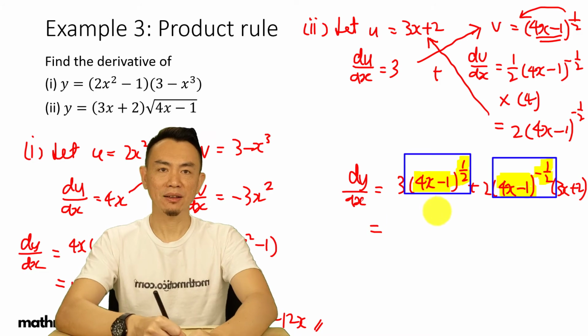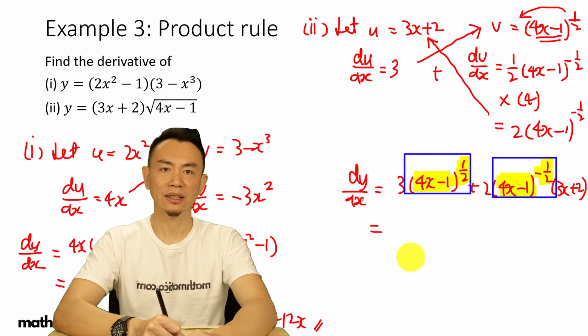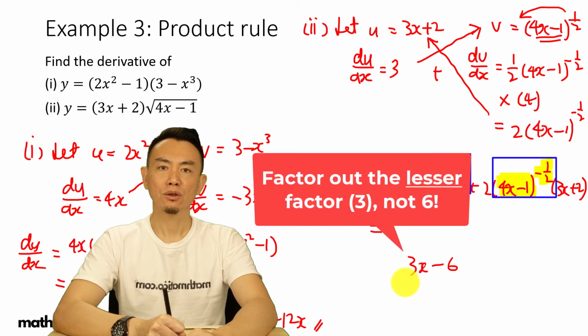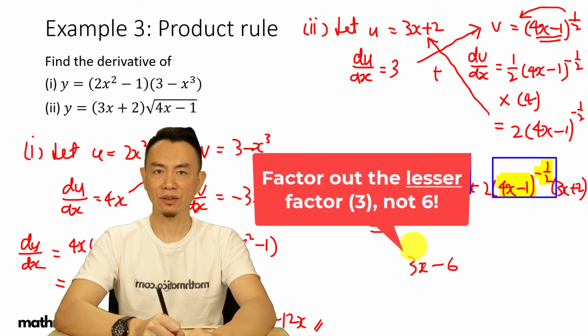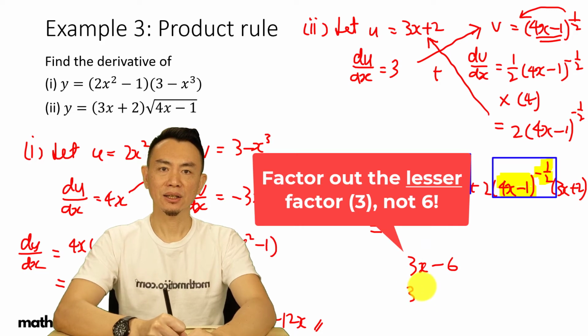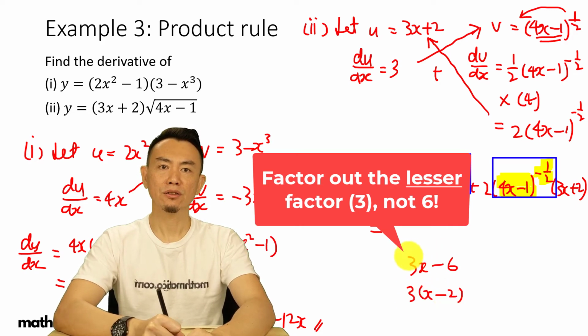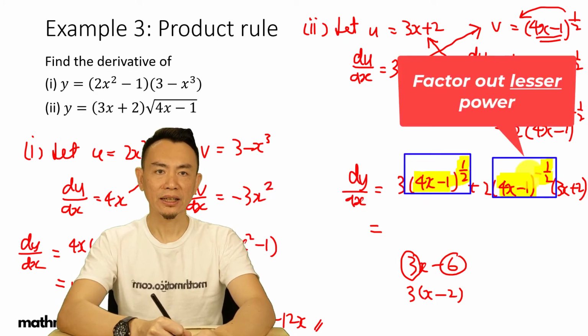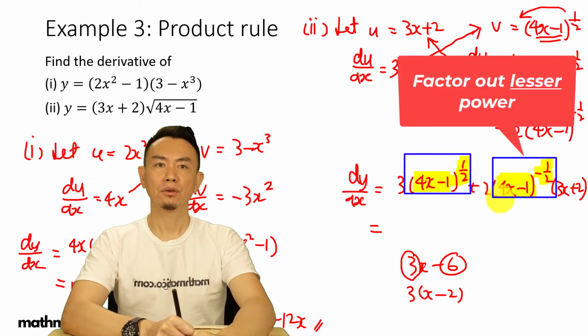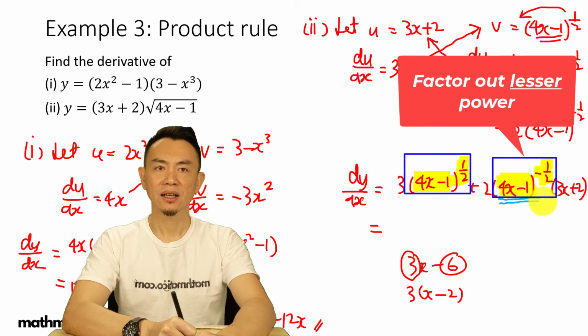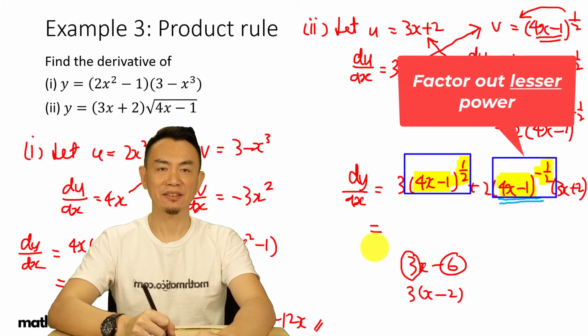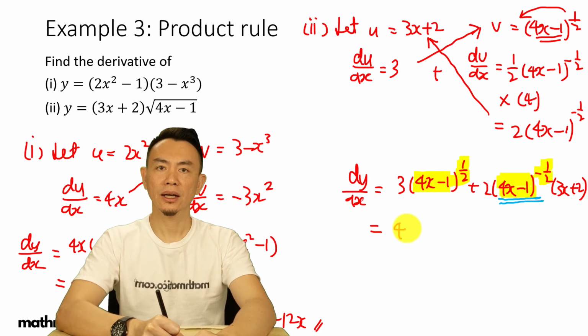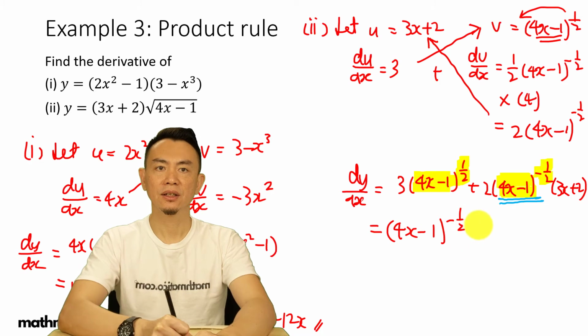So what is it that we have to factorize? Now, for example, if you factor out 3x minus 6, what is the common factor? You factor out the lesser one, right? You don't factor out 6, you factor out 3, isn't it? Okay, then you have x minus 2. So you see, you factor out the lesser number, not the greater one. And so, we will factor out the lesser power. We will factor out this 4x minus 1 to the power of negative half. So we have 4x minus 1 to the power of negative half.